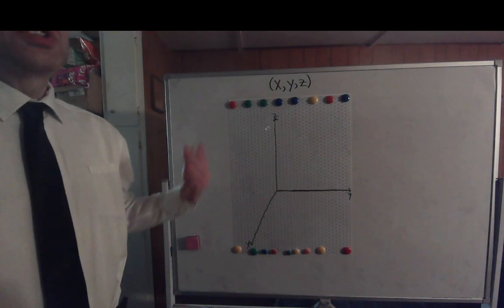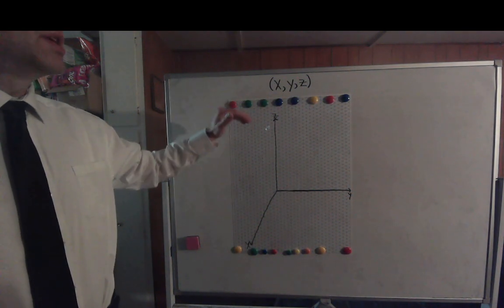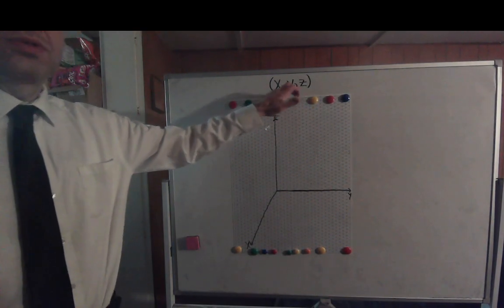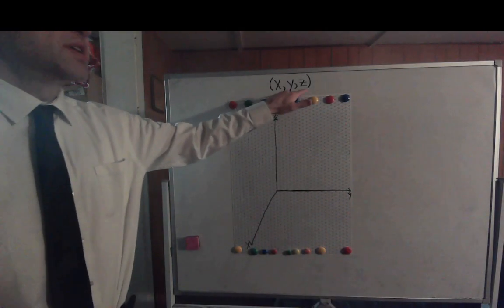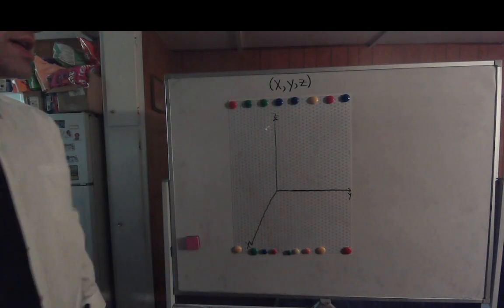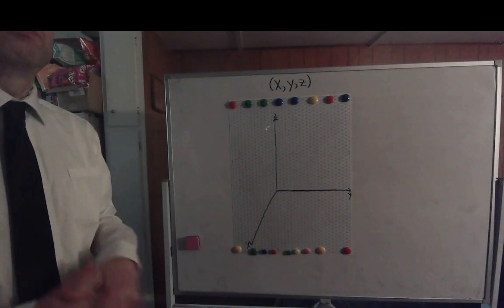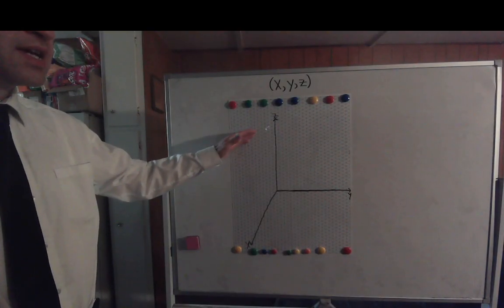And in the two-dimensional system we had XY ordered pairs. Well, in the three-dimensional system we have XYZ ordered triples, where the x coordinate comes first, then the y coordinate, then the z coordinate. So it's not terribly much different than the two-dimensional system. The only thing is we've added height to it in the z-axis.